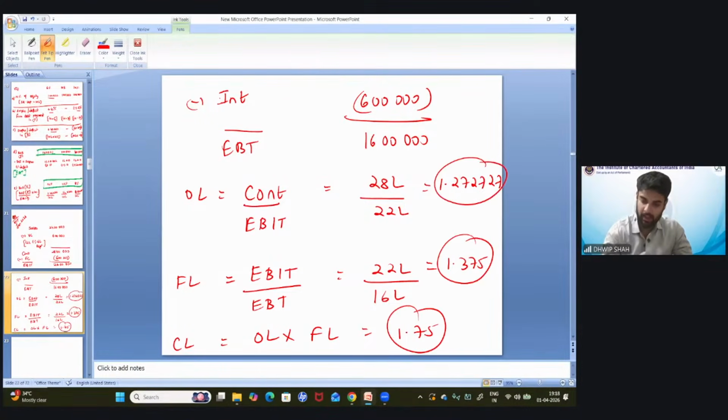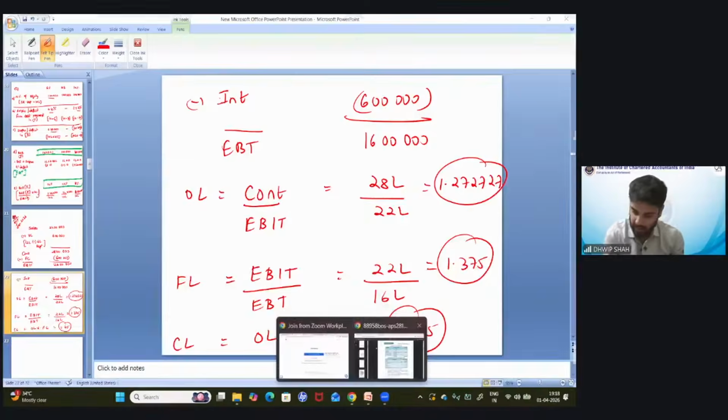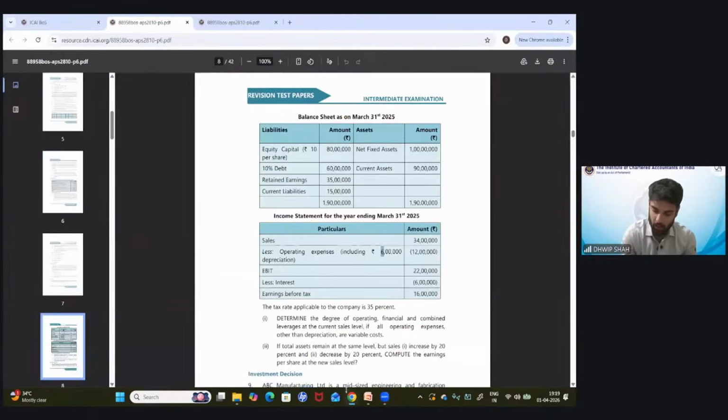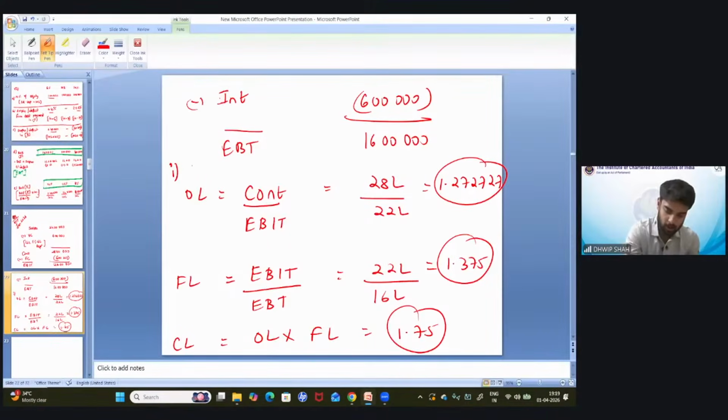OL, FL, CL. Interest is 6 lakh, na? So EBT is 28 divided by 16, I guess. Not 17. EBT is 16 lakh, not 17 lakh. ठीक है? Everyone point A clear? Point A में क्या पूछा था? Calculate OL, sorry, point 1 में क्या पूछा था? OL, FL, CL. So this was all about point number 1.